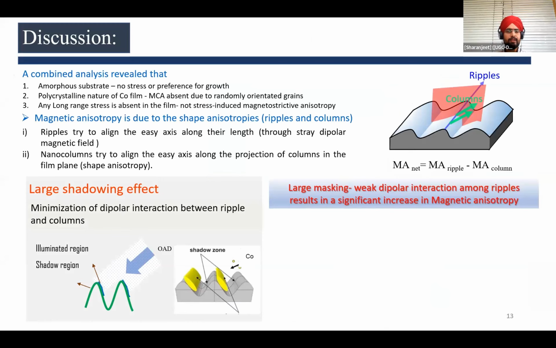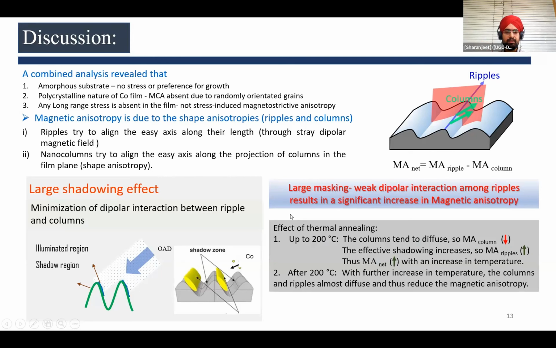The competition between ripples and columns to align the easy axis along their lengths is the possible origin of the enhanced magnetic anisotropy with thermal annealing. Actually, ripples try to align the easy axis along their length, and nanocolumns try to align the easy axis along the projection of columns, and thus creating a competition between them.